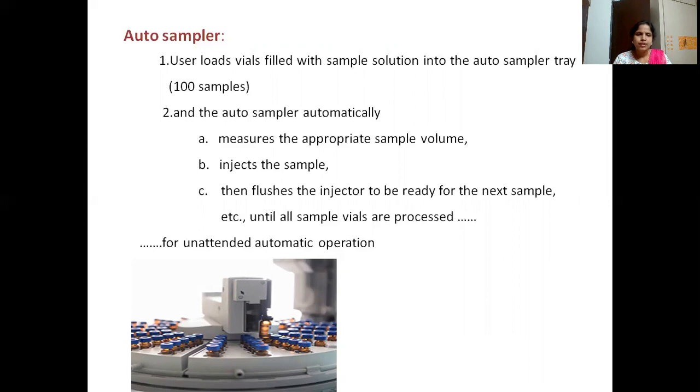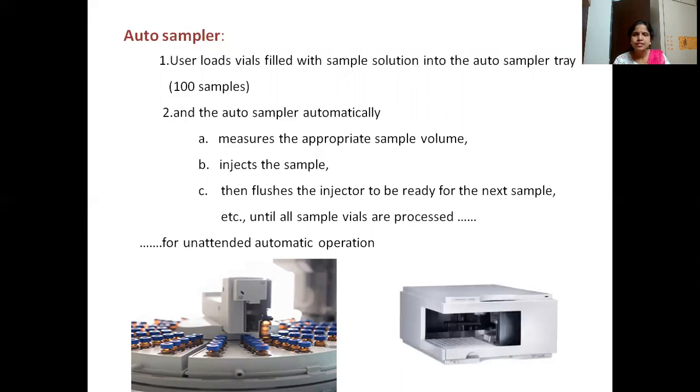So this is what we use for automatic operation. When there is no person to do all this, we can go for the auto sampler method. All the samples are taken at a time and fed into the computer. The computer programming has to be set, and then it will automatically take the sample and inject into the column. So this is how the sample is injected, either with a syringe or by using this automatic machine.